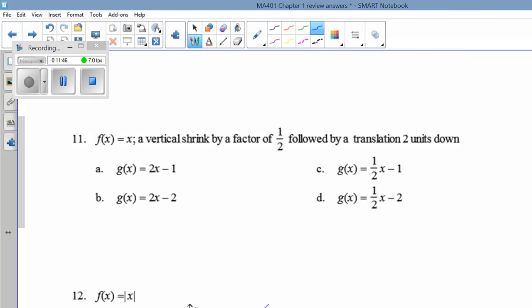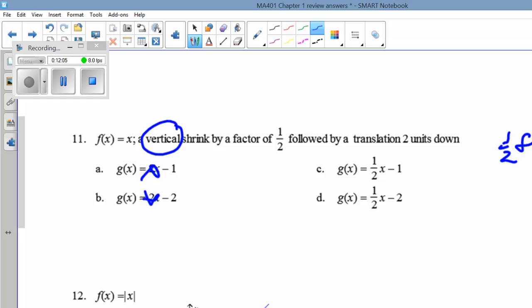Okay, over here we're doing a vertical shrink by a factor of 1/2, followed by a translation 2 units down. So remember what vertical is. Vertical is what it is. You put the 1/2 out front of the function. So it cannot be these. Those ones are both wrong.